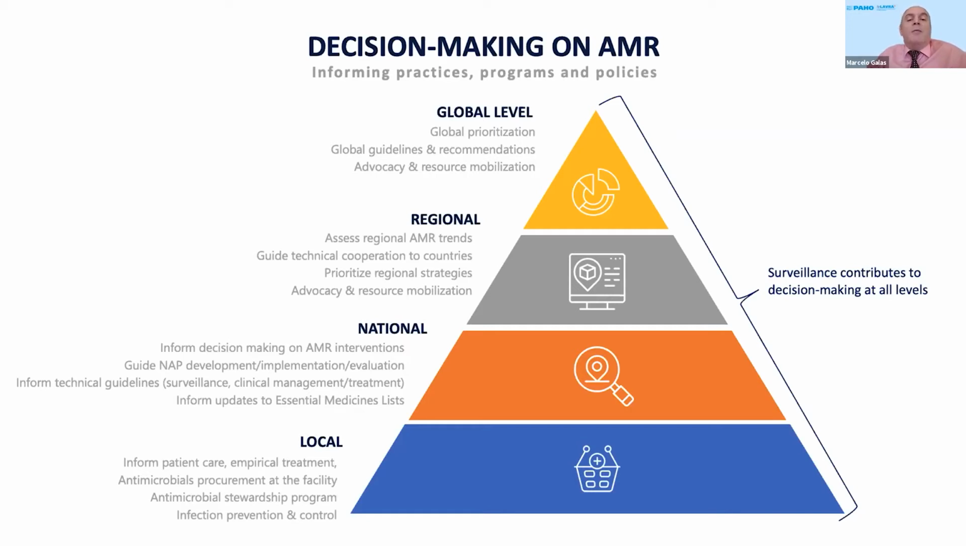At regional level, the information permits us to evaluate trends in the region and to issue alerts, to prioritize regional strategies for control, and also to do advocacy and resource mobilization for the countries in the region. And at global level, the information that we collect, GLASS for example, permits global prioritization of activities. Next, please.